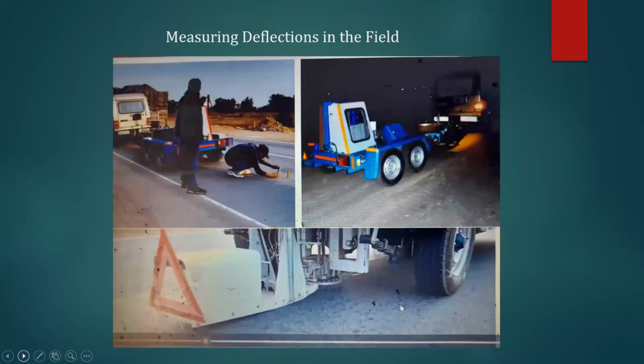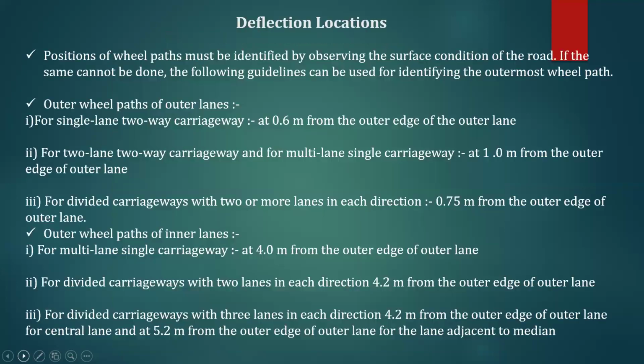These are some pictures where you can understand how to measure the deflections in the field. As we know, from the outer edge we have to consider some constant minimum distance, as this slide shows. From the outer edge of the pavement, for a single lane two-way carriageway, it should be 600 mm from the outer edge of the outer lane.